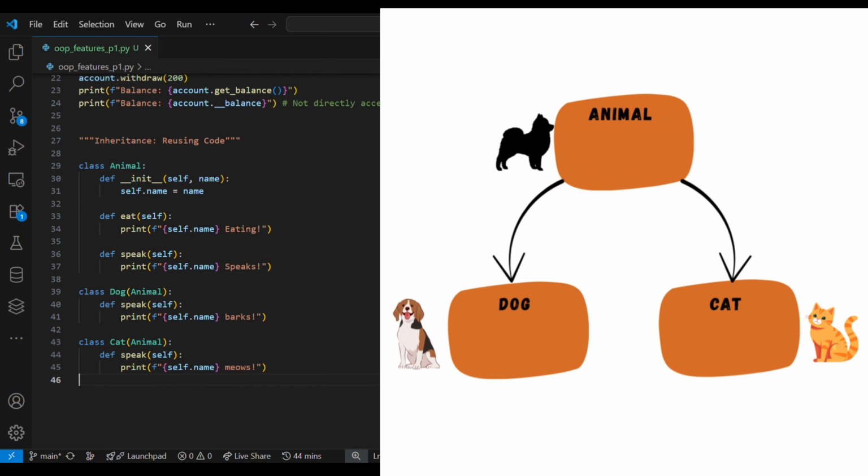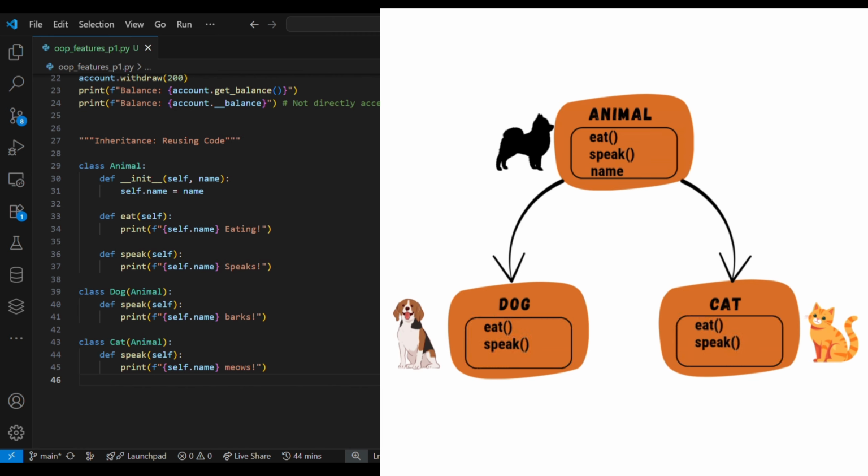An animal can eat and also speak. So we have declared two methods in animal class such as eat and speak. Also, every animal has a name, so it has a name attribute as well. Now when the dog or the cat class is inheriting the animal class, by default the eat and speak method as well as the name attribute is also getting inherited or available in the dog and the cat class.